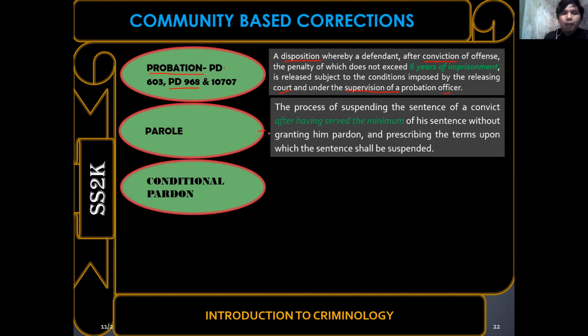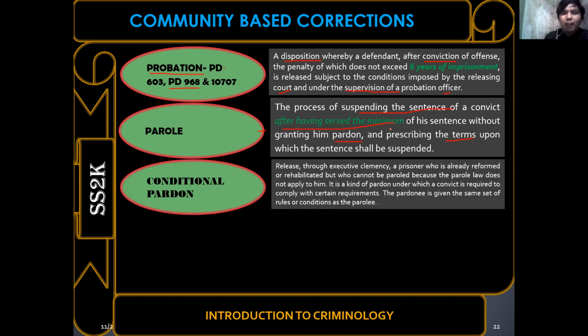So, parole, wala yung isang convicted offender sa loob ng kulungan, di ba? So, it is a process of suspending sentence. Suspend yung kanyang sentensya, after serving minimum of his sentence without granting him pardon, prescribing terms. So, may mga terms pa rin, may mga condition. Okay? So, basta na-serve niya yung minimum ng kanyang sentence, then pwede siyang maparolan. So, yan po ay ibibigay ng Board of Pardon and Parole o BPP. Parolee, ang tawag doon po sa isang tao na nag-undergo ng parole.